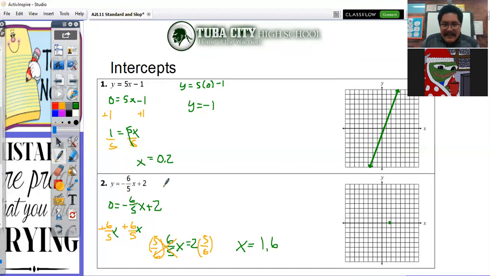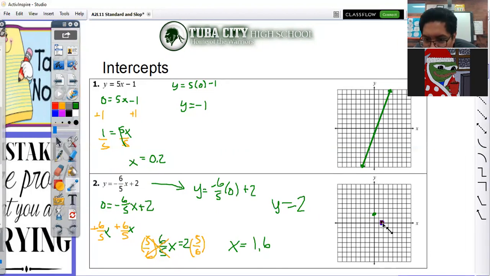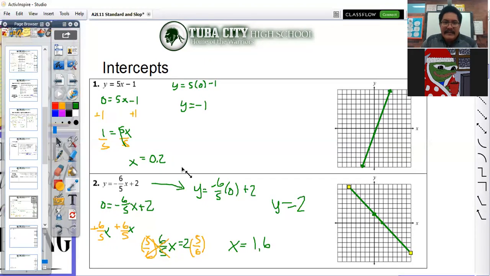Because this graph, again, doesn't need to be that precise. Now for this one here, y equals negative 6/5 times 0 plus 2, and y equals 2. Okay, that one was a lot easier to find than the first one. So just mark out 2 and do your best to join those 2 points together. With points this close together, it's really hard to make sure you're pointing it in the exact same direction.